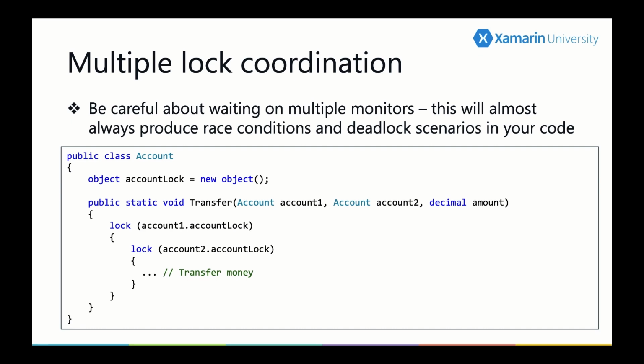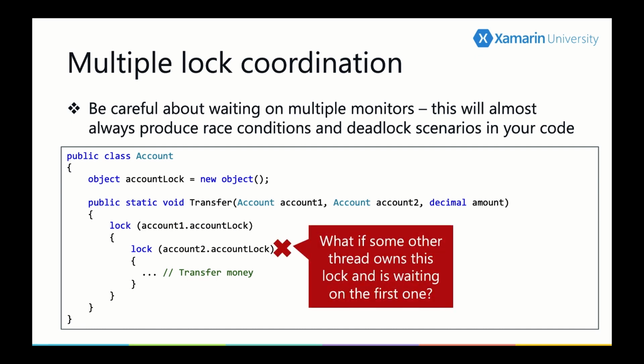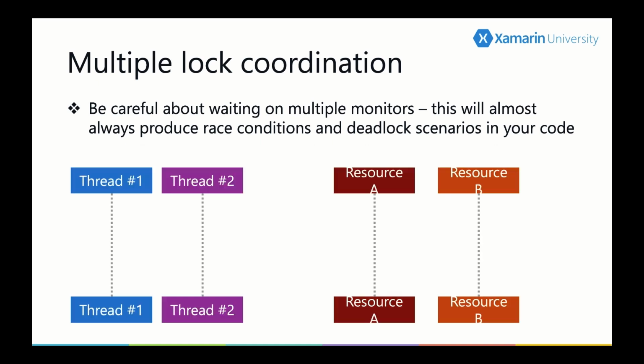So what if some other thread owns this lock and is waiting for the first one? And the answer is, well, what if? That's a deadlock. This will never ever finish. So what is going on here? Here's a diagram of what is happening.